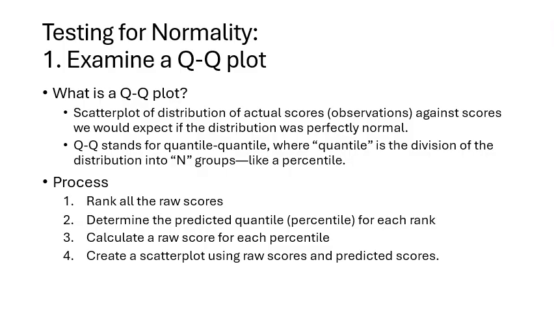So you'd be asking, in a nutshell, if this was a perfectly normally distributed sample, what percentile would we expect for each score? What I mean by that is, for each rank, for the lowest score in a distribution that's perfectly normally distributed, if there are 20 individuals in that sample, what percentile would we expect the lowest score to be at? So that's how that works. And then we'd go ahead and calculate the raw score for each percentile. We've done that before, the Z to X calculations. And then you'd create the scatter plot using raw scores and predicted scores, and you draw a straight line right through the points.